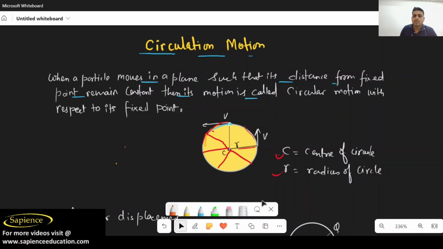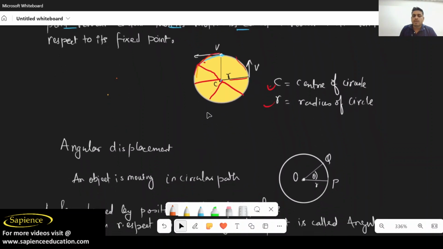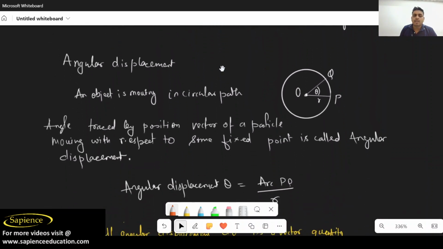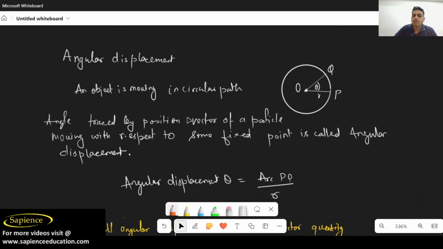Now let us consider angular displacement. We have already seen that when an object is moving in a straight path, we call it linear displacement. But as it is moving in a circular path, what will we call this? I will call this angular displacement, because here the angle is changing with respect to a reference line.